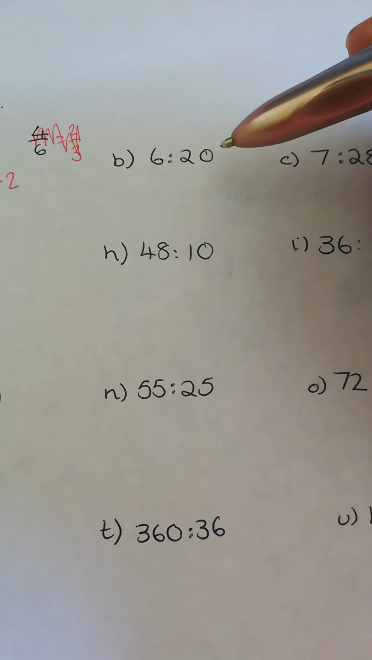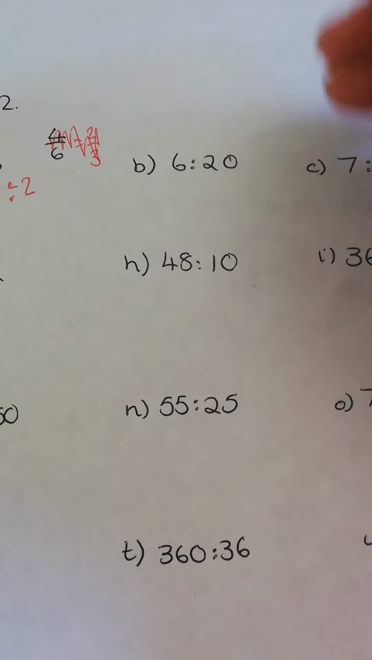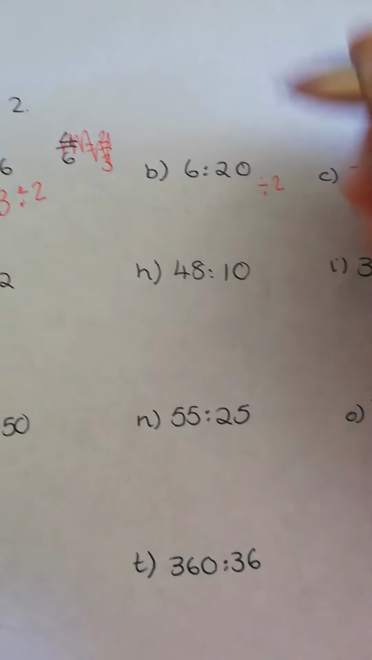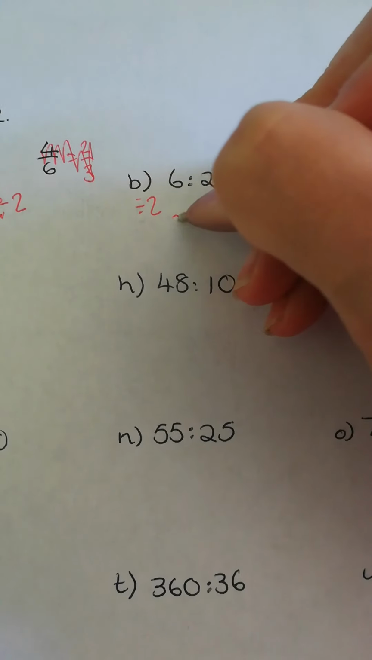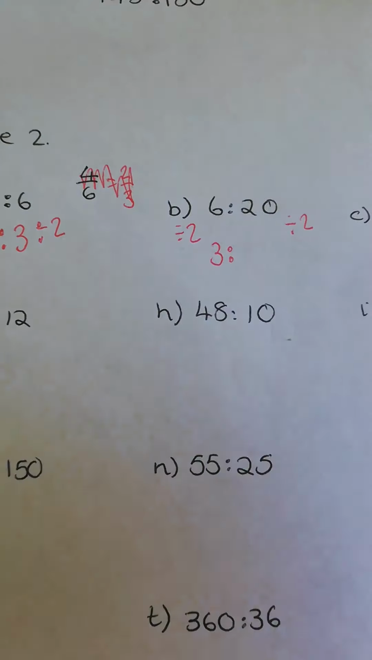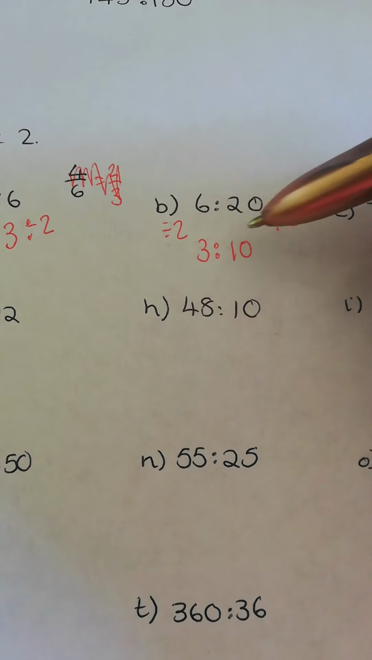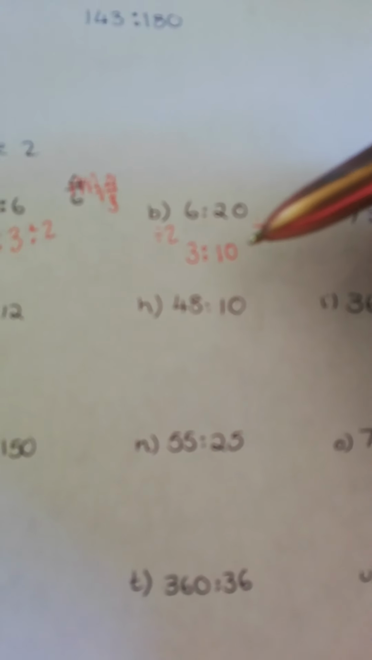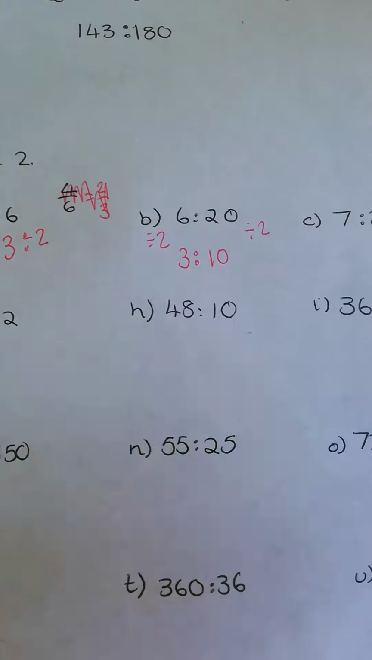We've got 6 to 20. Now again, they're both even numbers, so they're both definitely in the 2 times table. So we're going to divide both sides by 2. So if I do 6 divided by 2, if I half 6, I get 3. And if I half 20, I'm going to get 10. So I get the answer 3 to 10. And then think about those two numbers. Are 3 and 10 both in the same times table? No, they're not. So that's where we finish for that one.